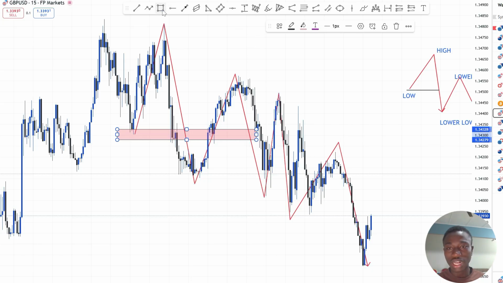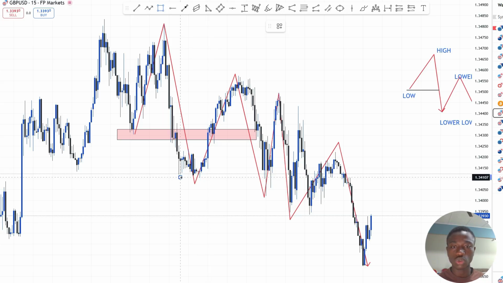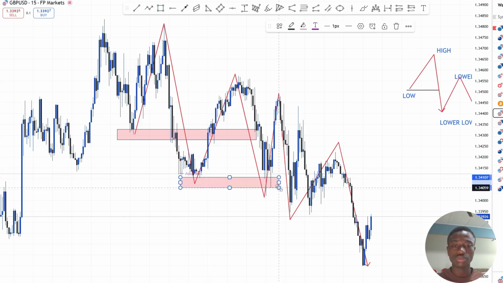Then let's determine another support level. So this is another support level. This is another support level. Now this support level was broken and turned to resistance, but it didn't hold.